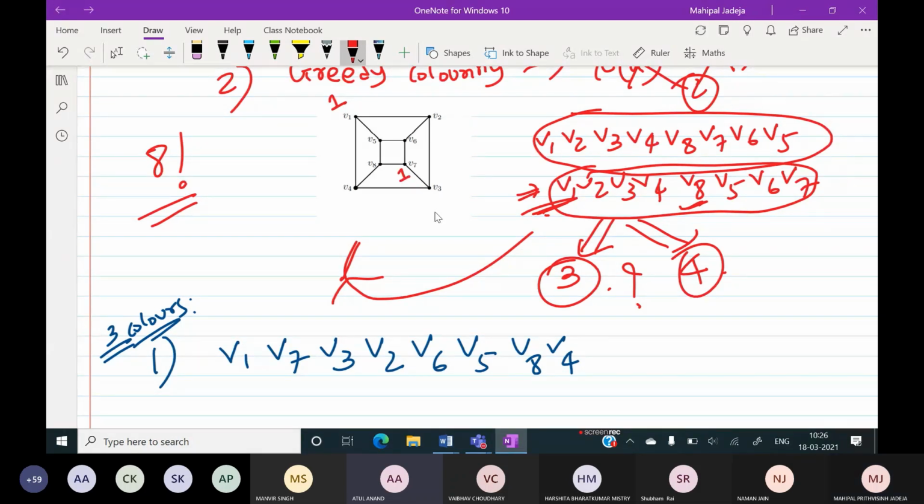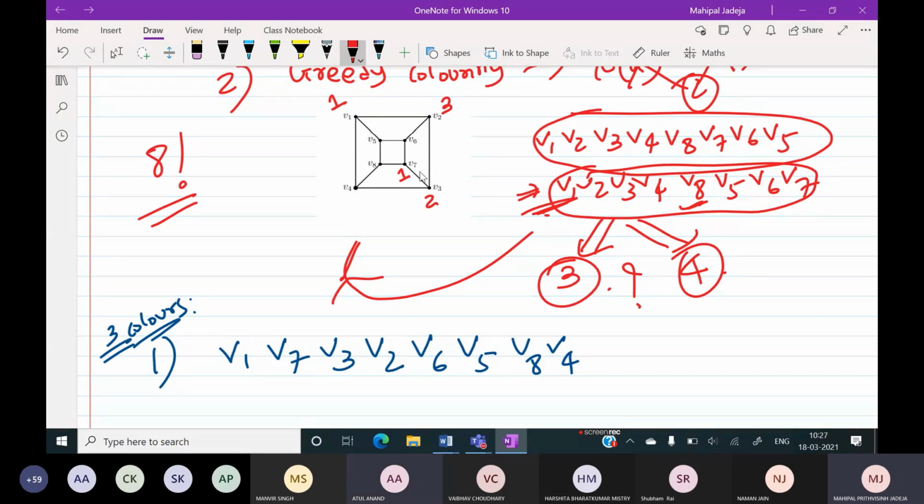Then V3 is 2, the second color. Then V2 becomes 3, the third color. Let me also explain to others. Whenever we are labeling V2, we think about two things: which colors are already used, so 1 and 2 are used so far, and the neighbors of V2. The neighbors of V2 also contain colors 1 and 2. Therefore, we need to use one extra color, which is 3 in this particular case.